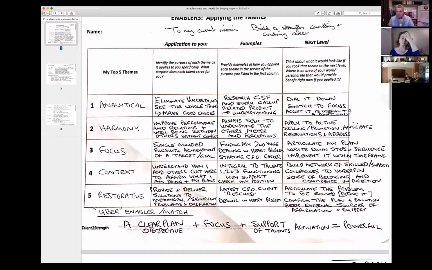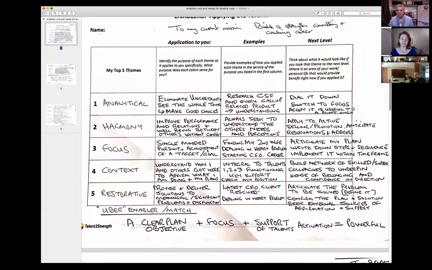For harmony, he said to apply active selling, promotion, anticipate reservations people have and address them. He was trying to grow his strengths coaching practice here, and his harmony would get in the way of not wanting to make people feel like he was selling to them. For focus, he thought a next level would be to articulate his plan, write down the steps and sequence, and then implement it with a time frame.